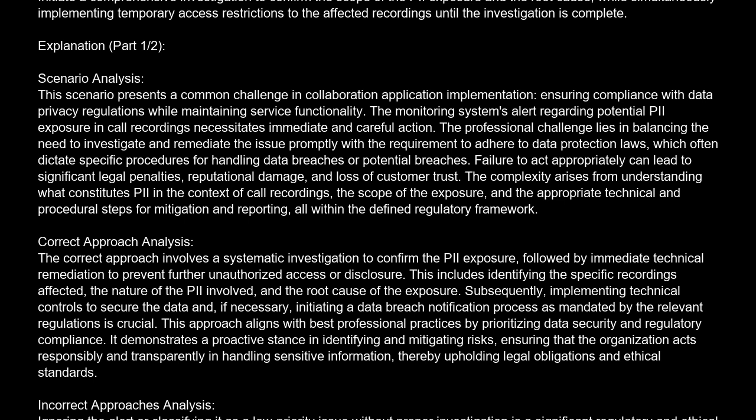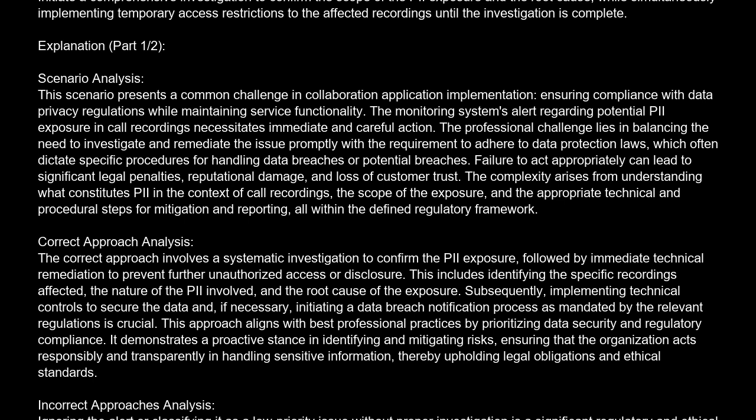This approach aligns with best professional practices by prioritizing data security and regulatory compliance. It demonstrates a proactive stance in identifying and mitigating risks, ensuring that the organization acts responsibly and transparently in handling sensitive information, thereby upholding legal obligations and ethical standards.